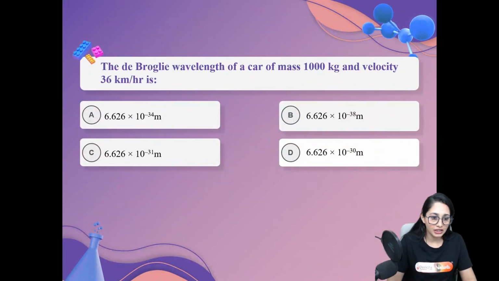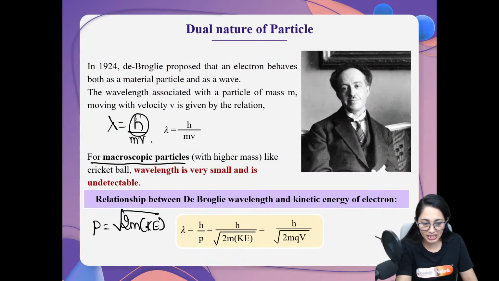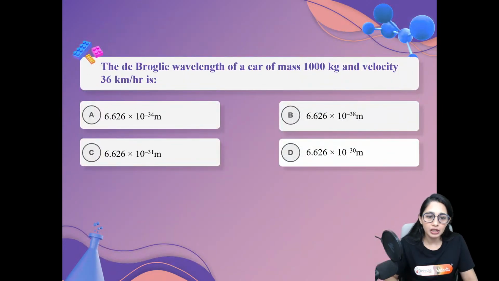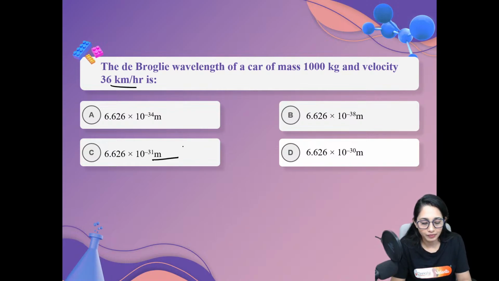Yes, moving forward, give me the answer for this one. Using this equation, calculate this. The de Broglie wavelength of a car of mass 1000 kg and velocity 36 km per hour is dash. They have given it in kilometer. You have to convert it to meter. Try to do this.